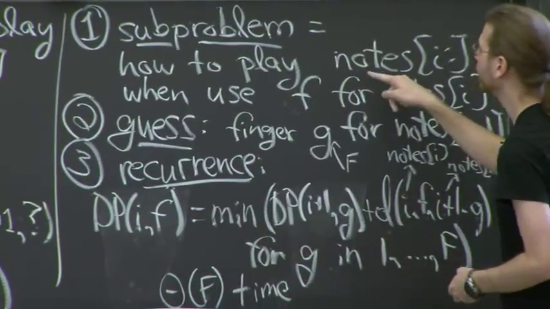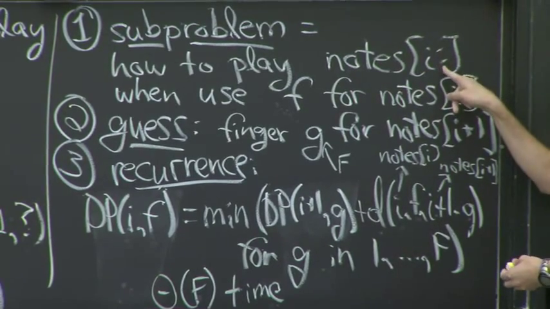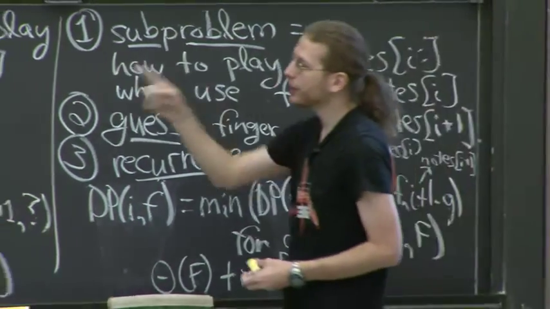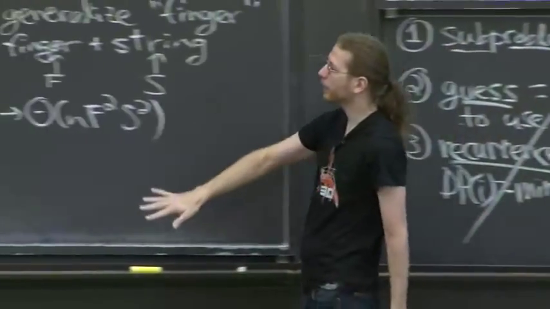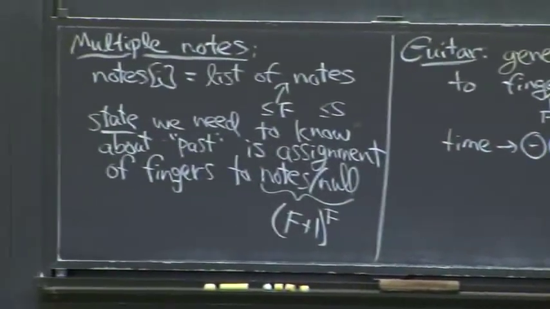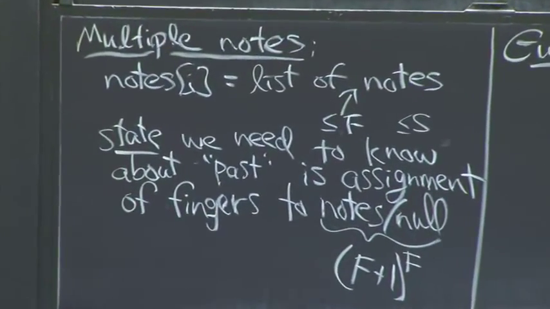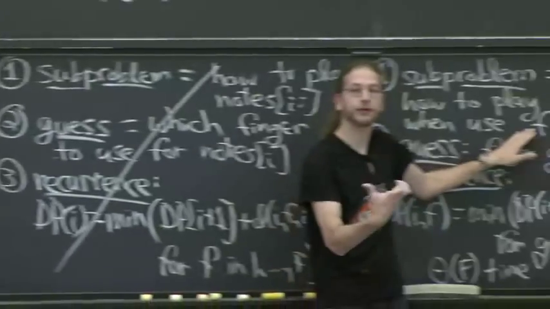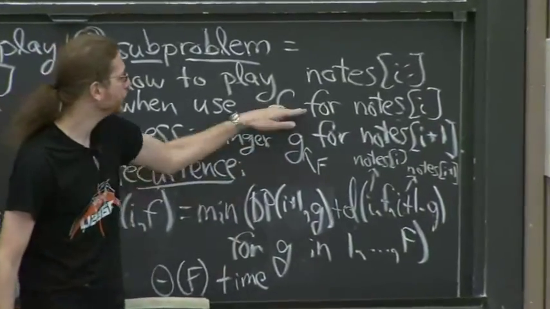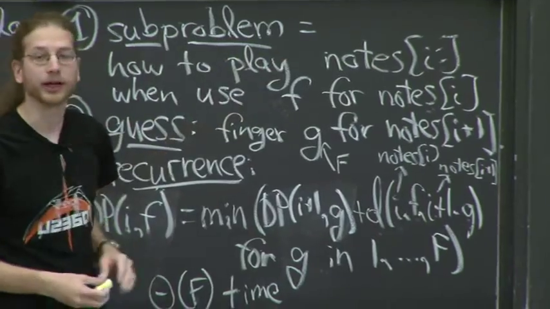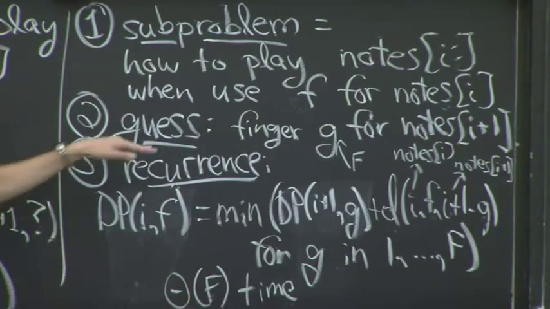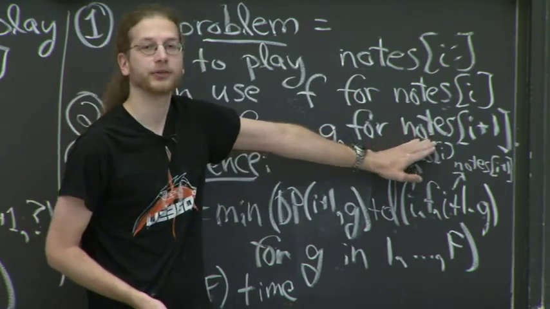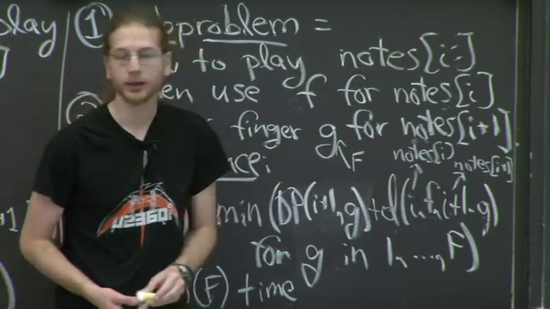How do we play these multiple notes from i onwards? Given that we're going to use that pose, or what I called the state, of all my fingers, the first notes of i is now a whole bunch of notes. So given I'm going to play those notes with this particular finger assignment, how do I play the rest? And then what we'll guess is the entire finger assignment for the next set of notes, i plus 1, the next chord, if you will.